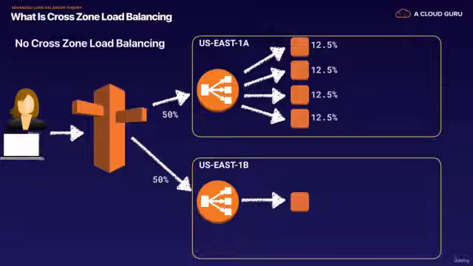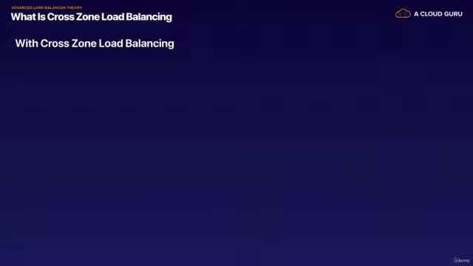This means that your 4 EC2 instances are going to get 12.5% of the traffic each in US East 1A, and your poor EC2 instance in US East 1B is going to get 50% of the traffic. The reason for this is that your elastic load balancers cannot send traffic to another availability zone. So that is what happens when we've got no cross-zone load balancing enabled.